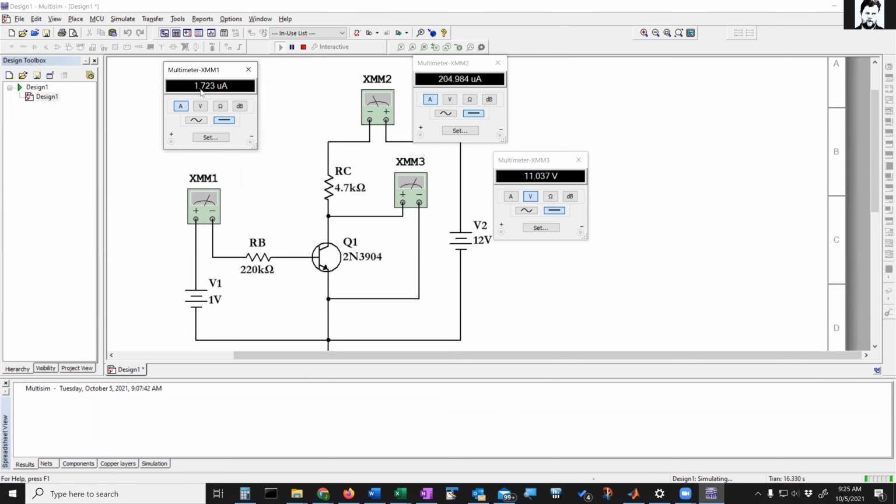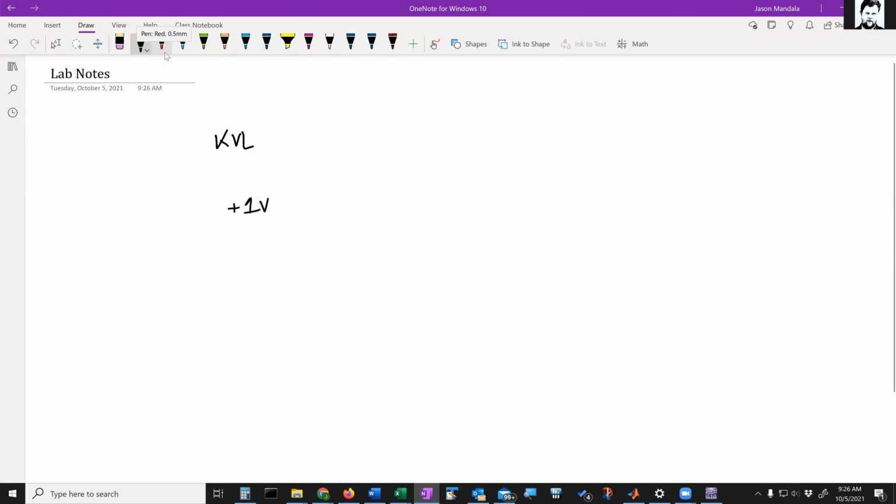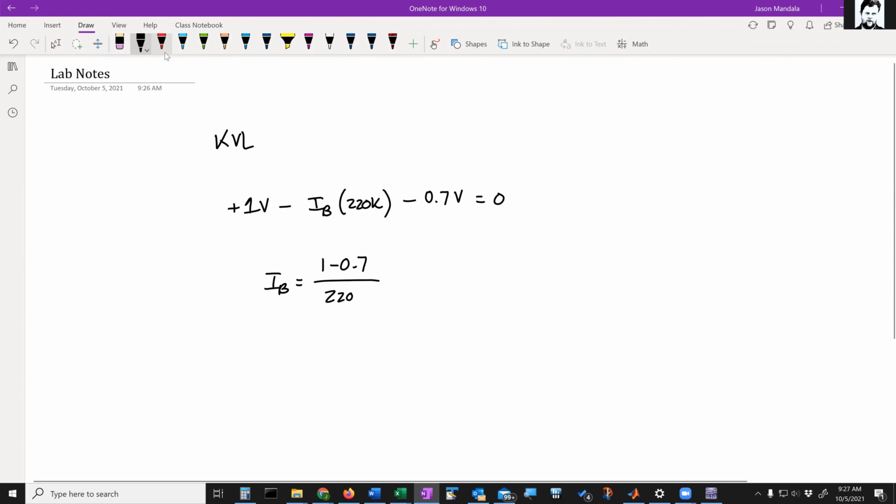You can do a quick check of these figures. So 1.723 microamps, is that the correct value of current? Well, we can do a quick check on that. So think about a KVL loop that goes around here. If I start here, I'd have a 1 volt supply, 220K resistor, and then a 0.7 drop there. So let's check that value. So if I do plus 1 volt minus the base current times 220K minus 0.7 volts for the base-emitter drop, that has to equal 0. And then IB would be 1 minus 0.7 divided by 220K.